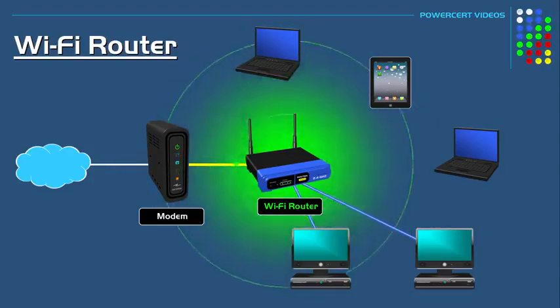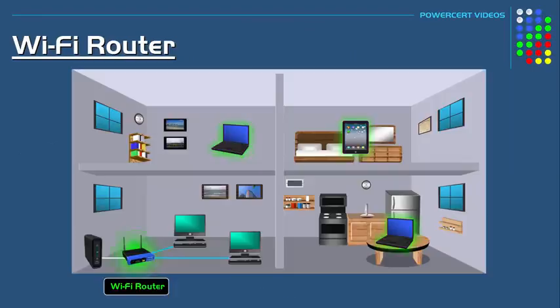Wi-Fi routers are mainly used in homes and small offices. So here we have a typical home where a couple of desktops are connected to the Wi-Fi router's built-in switch using cables, and we also have laptops and tablets that are connected wirelessly to the router.